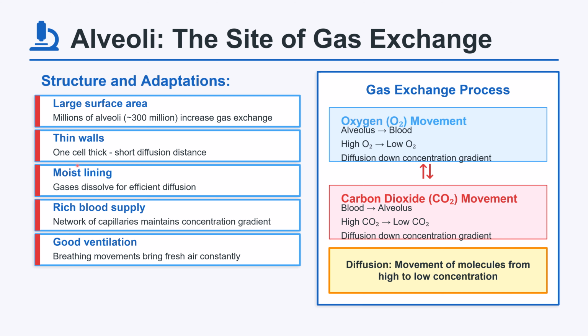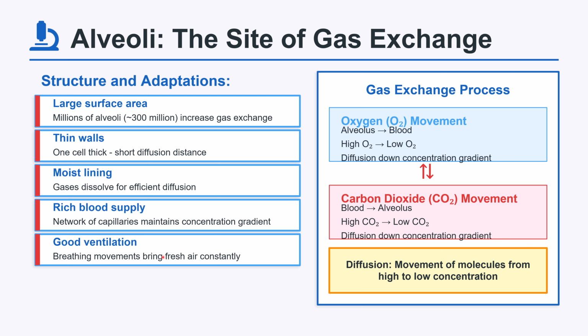Thin walls. The walls are only 1 cell thick, which minimizes the distance gases must travel, a short diffusion distance. Moist lining. Gases dissolve for efficient diffusion. This allows gases to dissolve, which is necessary for them to diffuse across the membrane. Rich blood supply. Network of capillaries maintains concentration gradient. A vast network of capillaries ensures that blood is constantly moving, maintaining a steep concentration gradient.